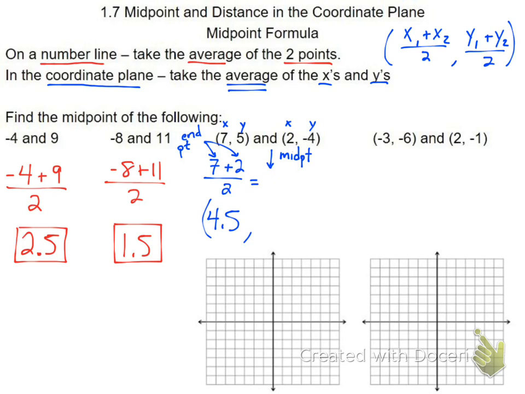And then same thing for my y's. I'm going to add those together. So 5 plus negative 4 divided by 2. That'll give me 1 divided by 2, which is 0.5.